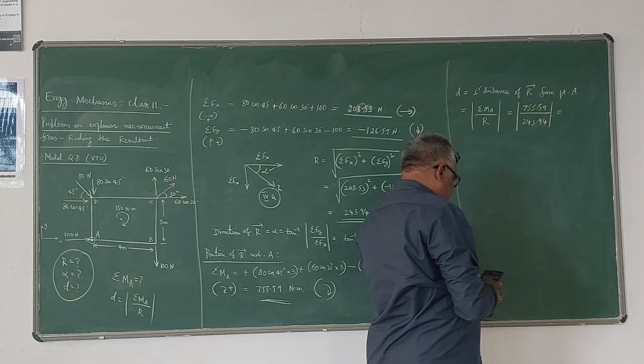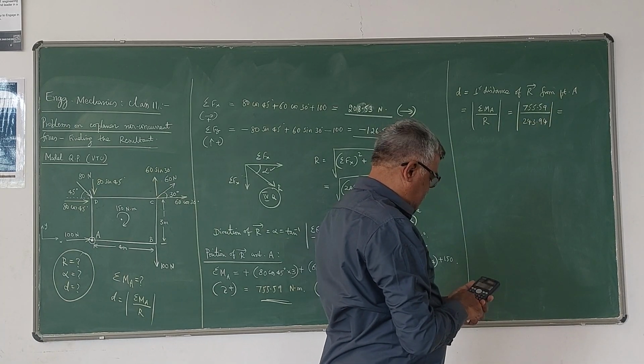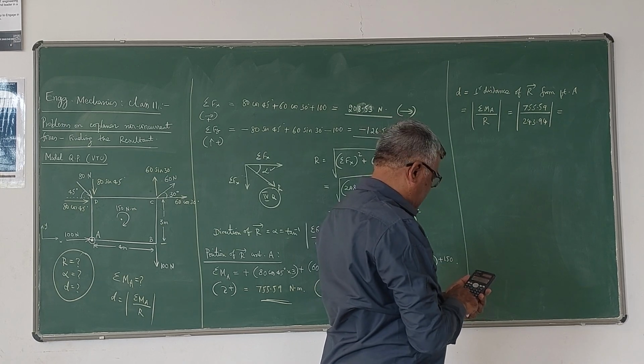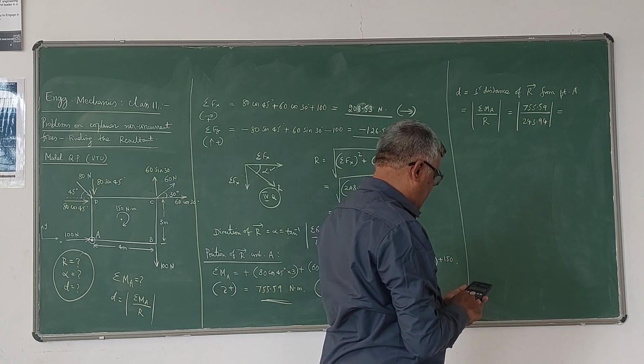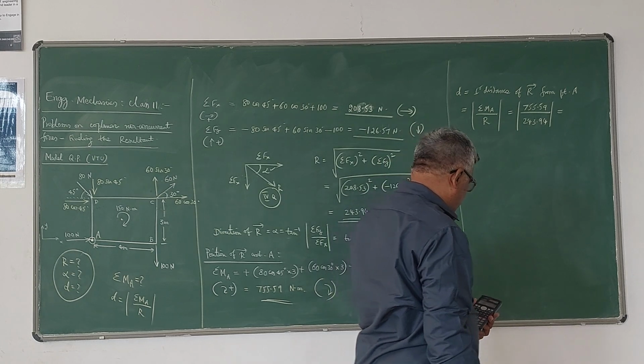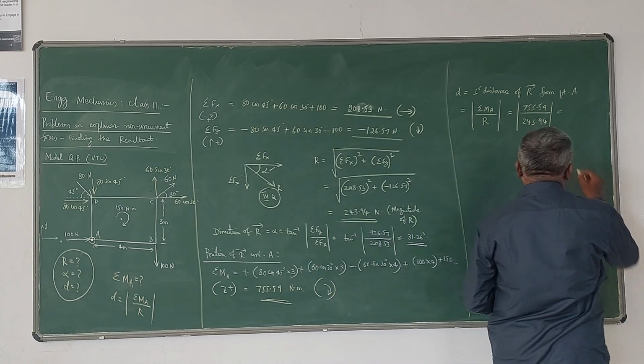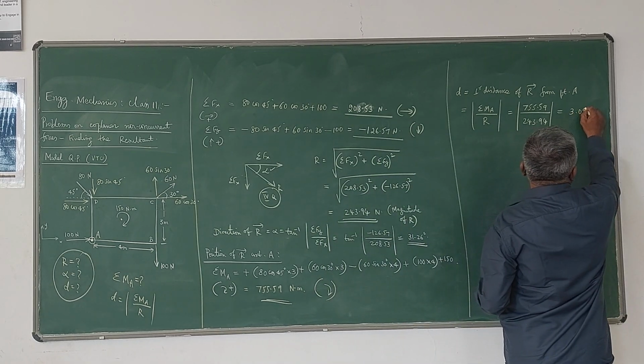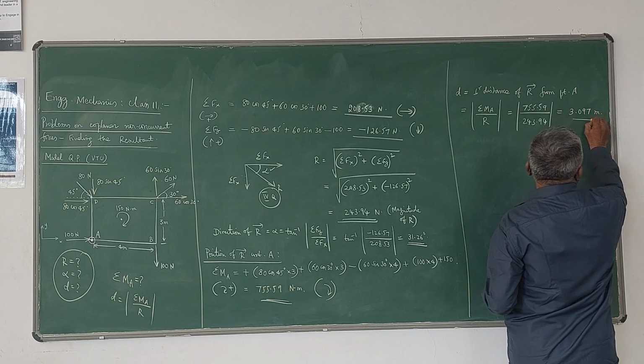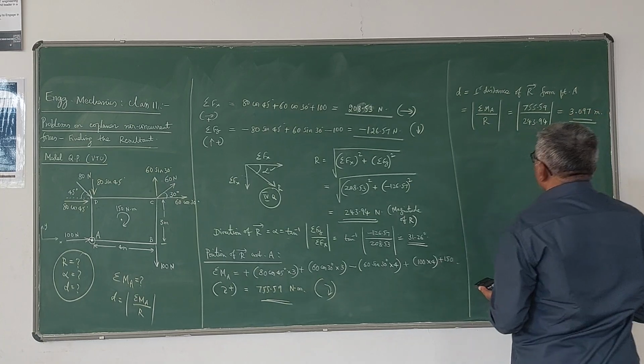You will be getting 755.59 divided by 243.94, and the value is 3.097 meters. That is the perpendicular distance.